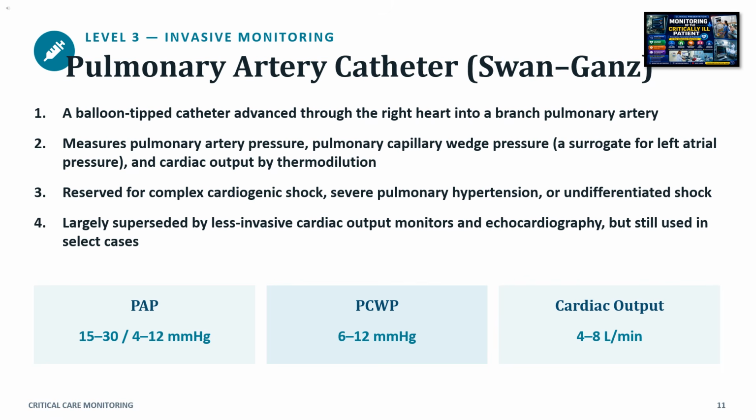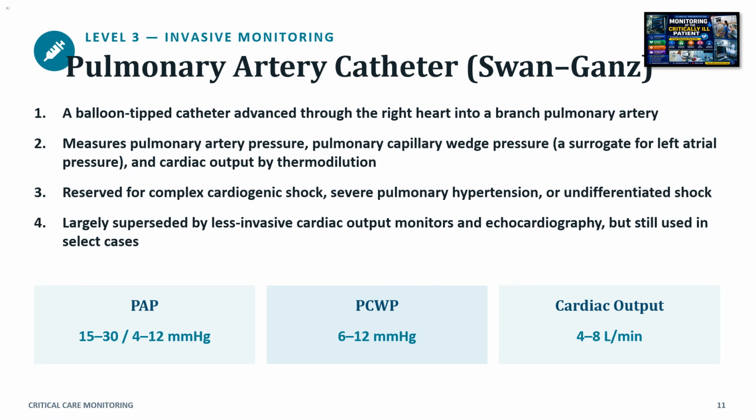3. Reserved for complex cardiogenic shock, severe pulmonary hypertension, or undifferentiated shock. This is because its benefit is limited to complicated cases where other monitors are inconclusive. 4. Largely superseded by less invasive cardiac output monitors and echocardiography, but still used in select cases. This is due to its invasive nature and associated risks, with safer alternatives now available.